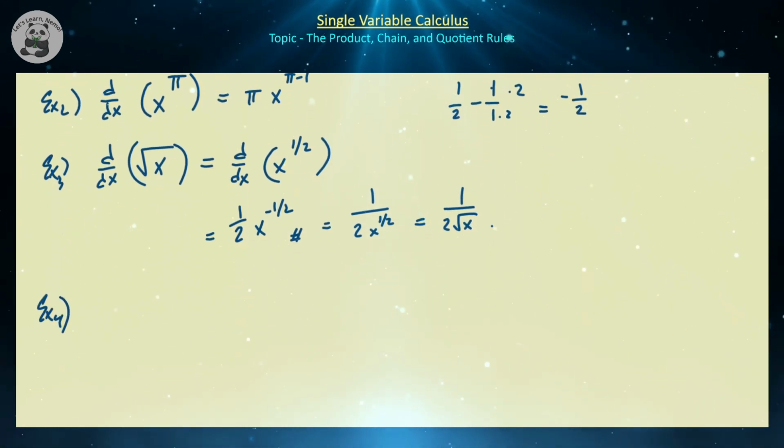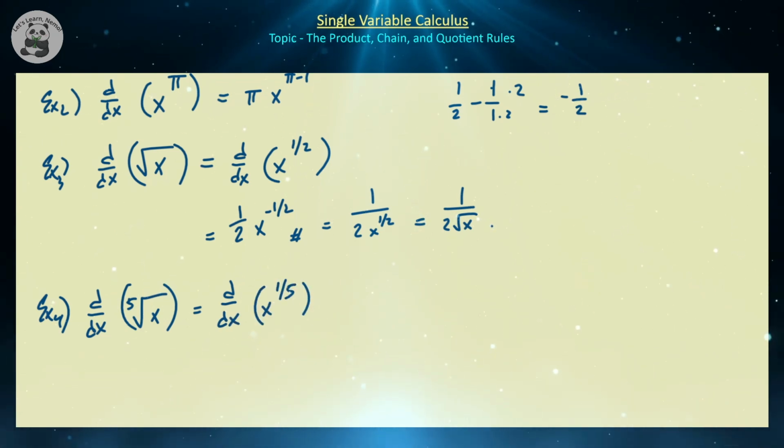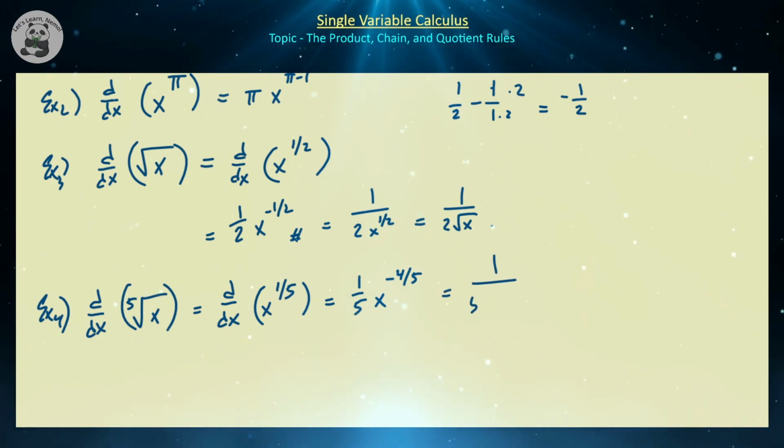And another example, let's assume we want to find the derivative of the fifth root of x. How would you do that? You may want to pause this video and try this on your own. So just like before for the square root of x, we can rewrite that fifth root of x as x to the power of 1/5. And that's going to be equal to 1/5 times x to the 1/5 minus 1, which is going to be minus 4/5. Obviously we can rewrite this as 1 divided by 5 times x to the positive 4/5.